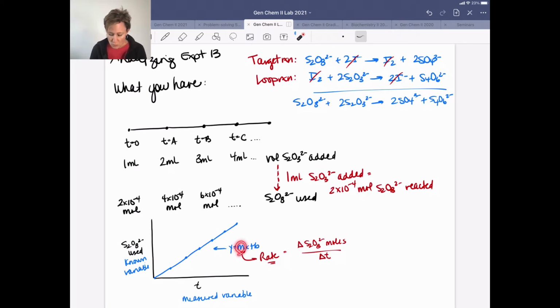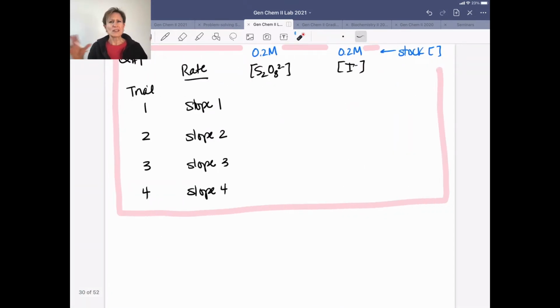So our slope here is going to be equal to the rate. Remember, the rate is just the change in the concentration of a species in your reaction as a function of a change in time. In this case, it's going to be the disappearance of this reactant. So when we plot all of those 8 data points that we had from our trials, we are going to be able to get a rate for that reaction. Okay, so what do we do with that then?